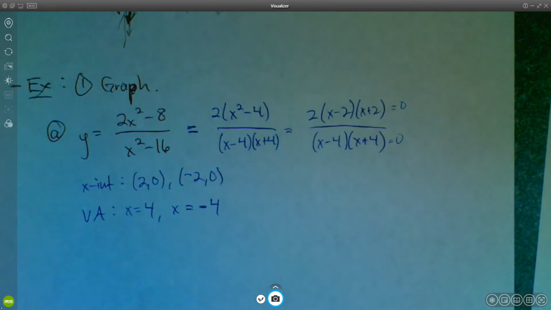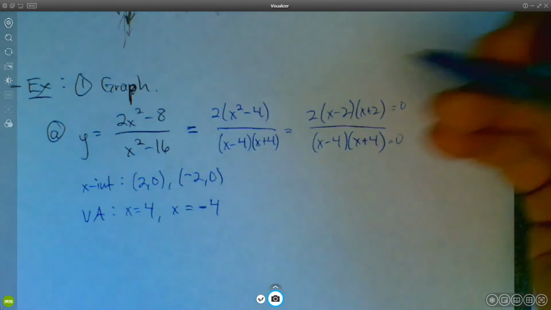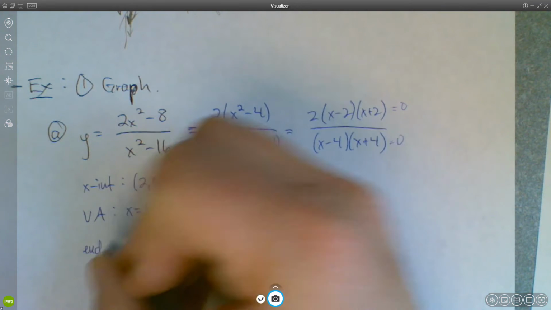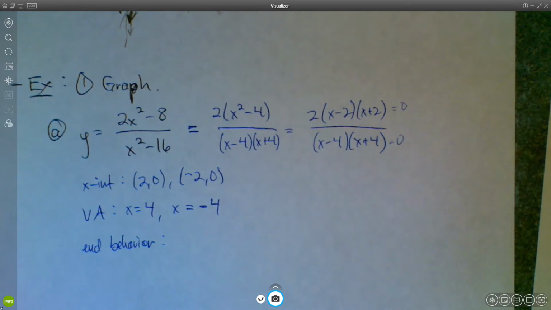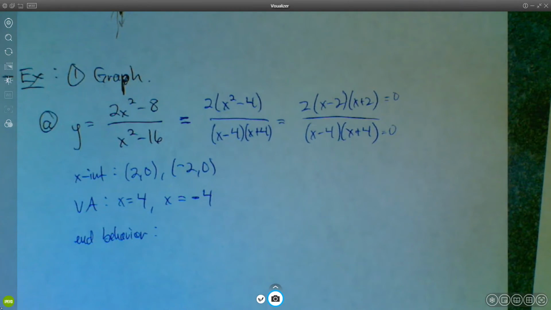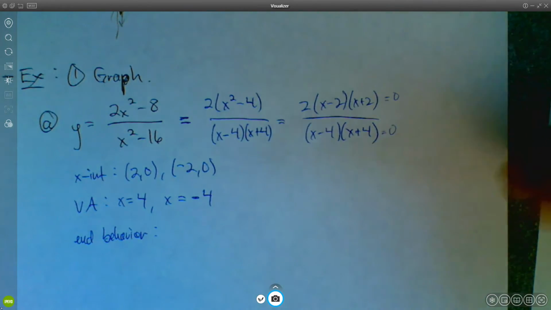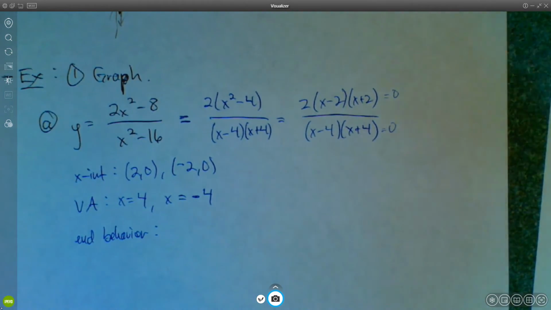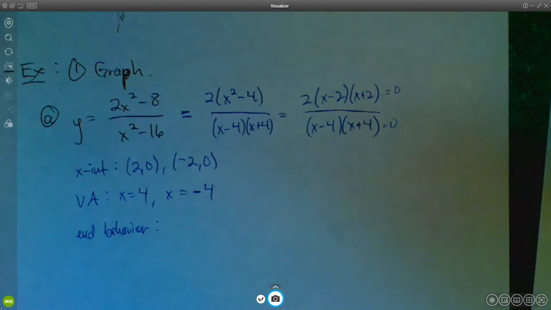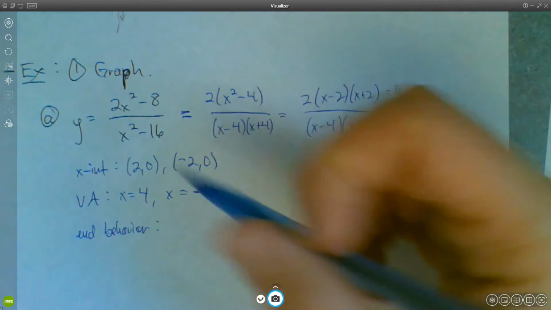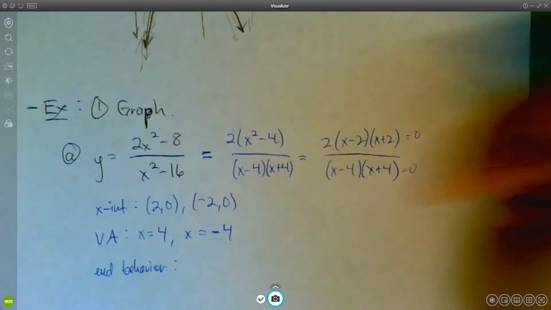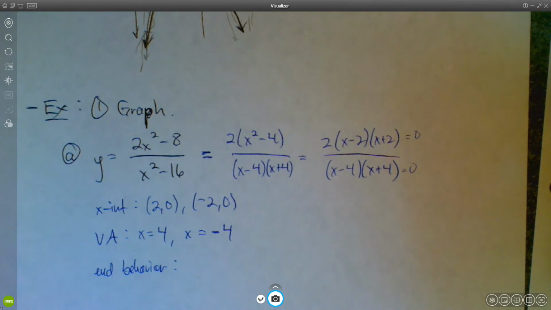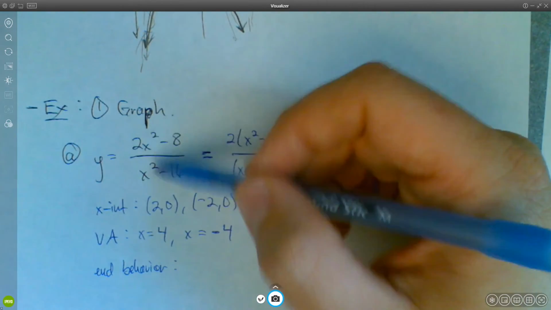What about end behavior? As far as end behavior is concerned, another way to say this is, does it have a horizontal asymptote or an oblique asymptote? Well, to determine the end behavior, first of all, if the degree of the numerator is greater than the degree of the denominator, that's when you have oblique asymptotes. And you find them by doing long division. That's not the case here, though, because the degrees are the same.